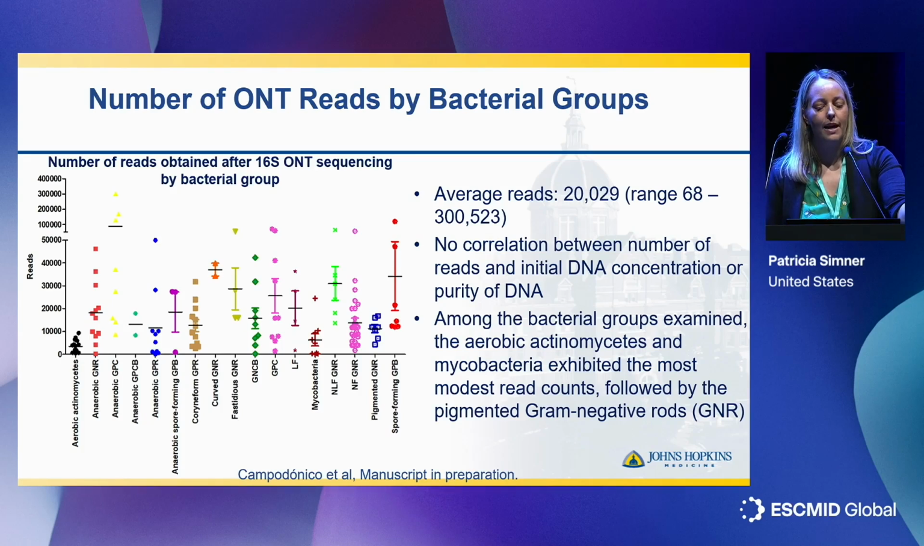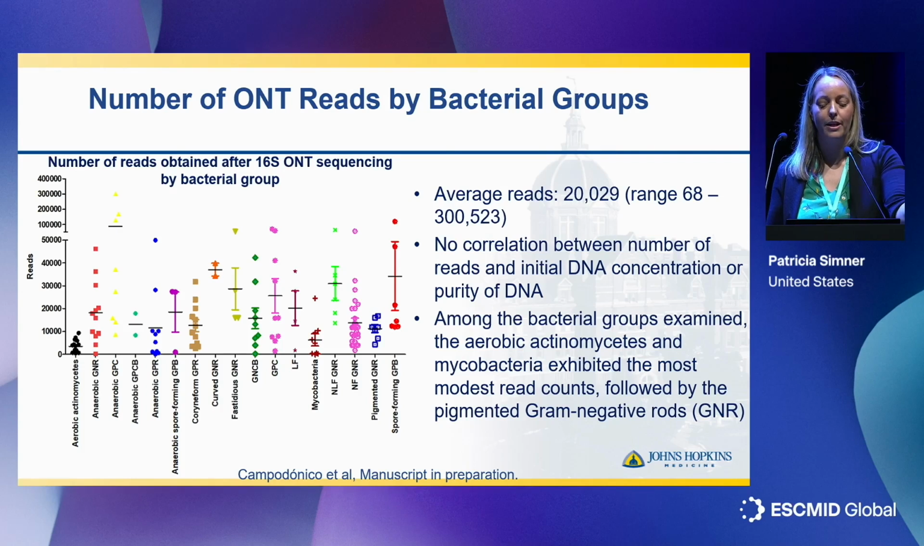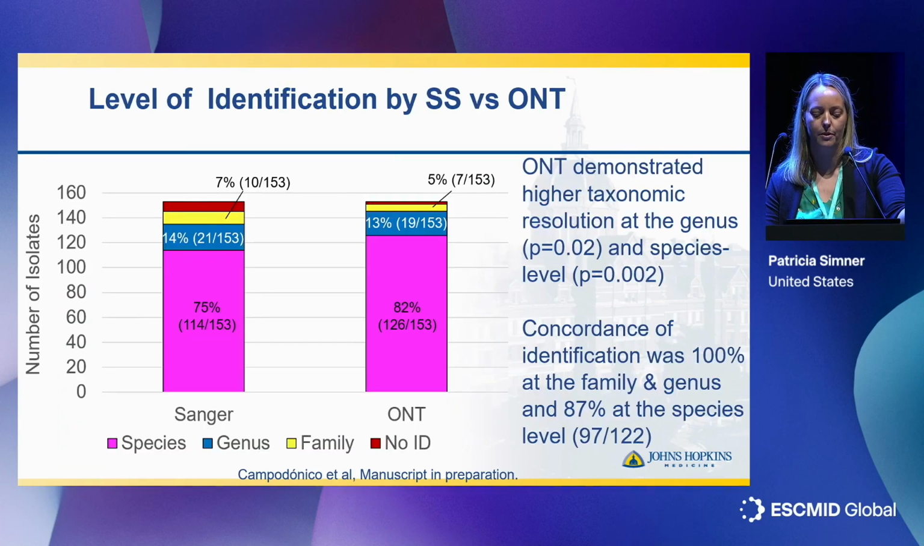What we found was that the average number of reads that we were generating was about 20,000 on average, but it ranged from 68 to about 300,000. We didn't see any good correlation between the number of reads and initial DNA concentration or purity of the DNA, but we did see that it did correlate with certain organism groups. So among the aerobic actinomycetes, mycobacteria, and some of our pigmented gram-negative rods, we were seeing more modest read counts than the rest of the organism groups.